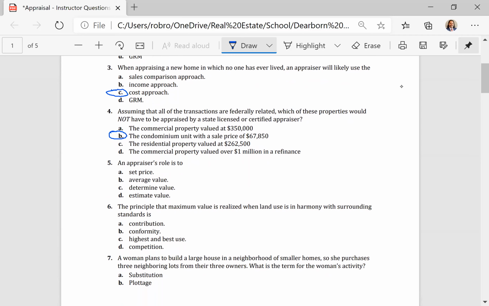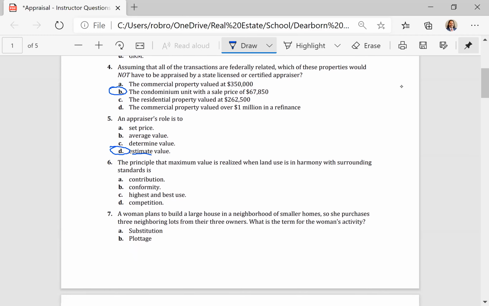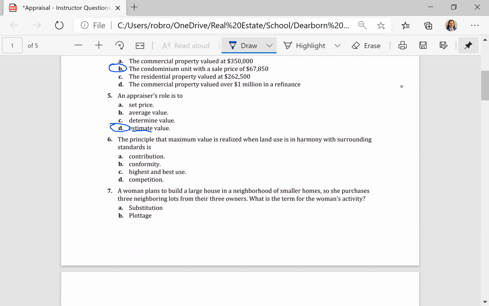Determine the value. D. I know this one's a little bit tricky, but it is D, estimate the value. Number six, the principle that maximum value is realized when land use is in harmony with surrounding standards is what? B, conformity. You got it.